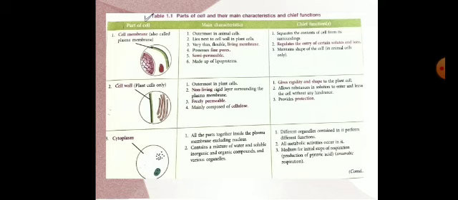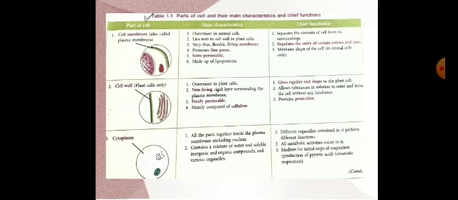Now the second organelle is the cell wall. As it is written in the bracket, it is present only in the plant cell. It is the outermost covering of the plant cell. The cell wall is non-living. It is freely permeable. Freely permeable means it allows each and every substance to pass through it. And the main point is it is made up of cellulose.